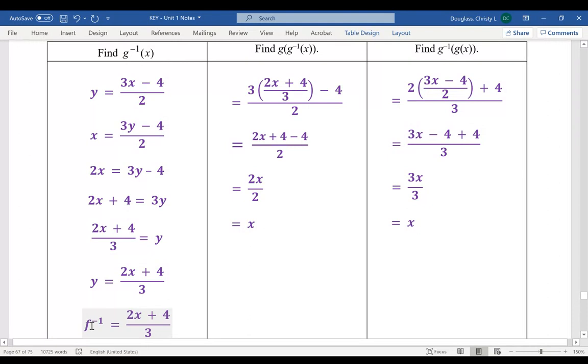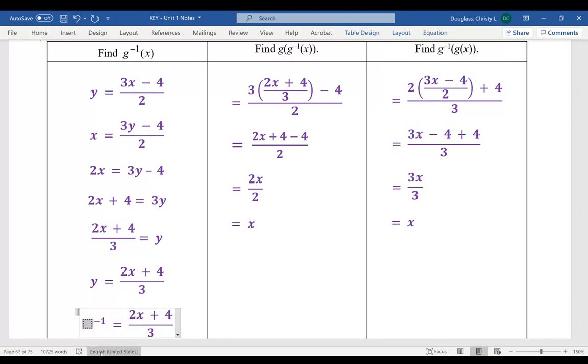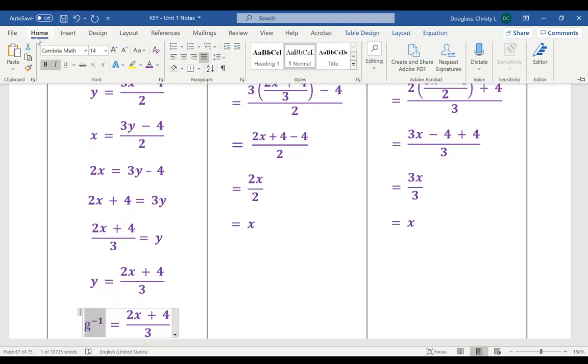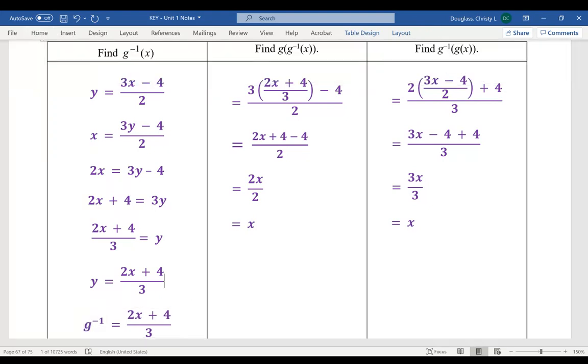Once again, I put f for some reason. I don't know what I have against g or h. Habits. All right. So the inverse of g is (2x plus 4) over 3.